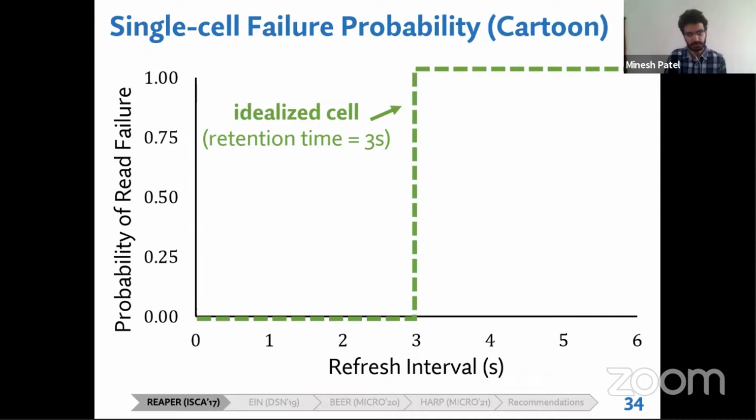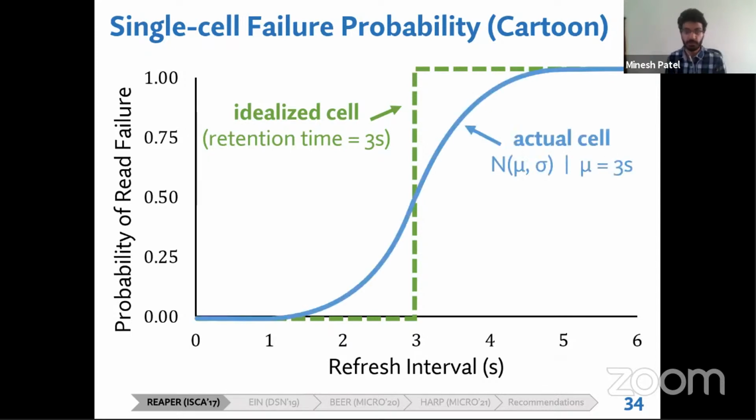And so this green curve shows an idealized cell which never fails at a refresh interval below 3 seconds, but always fails at a refresh interval above 3 seconds. And so we can say that this cell has a retention time of 3 seconds. However, we find that a realistic cell looks more like the curve shown in blue, which follows a normal distribution, which has its mean at 3 seconds. Now, note that this means even below 3 seconds, the cell can potentially fail with some non-zero probability.